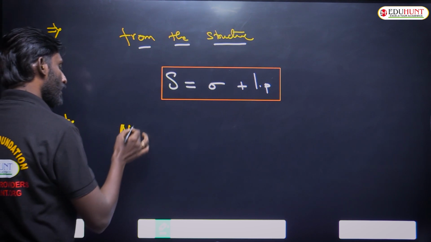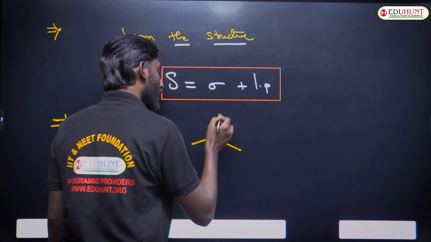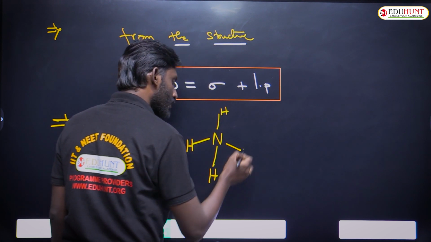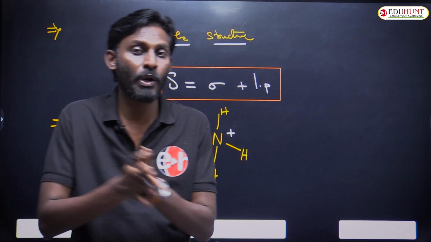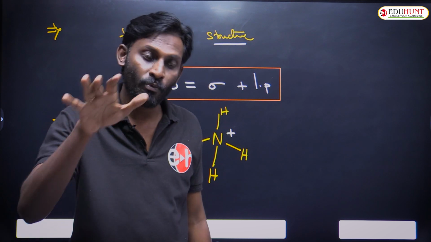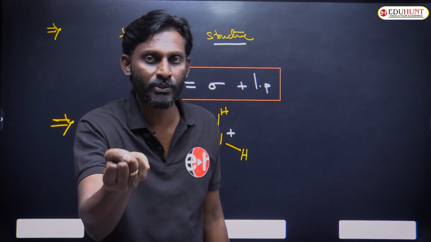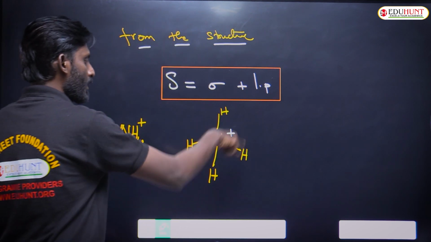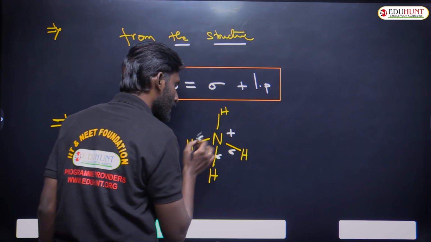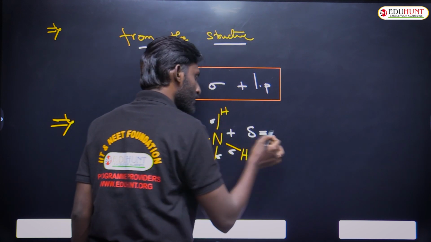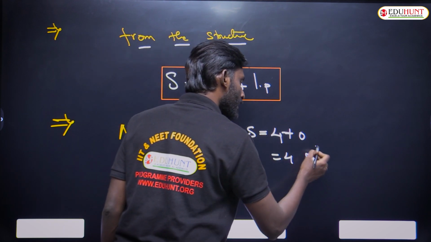Now previously I gave you NH3, NH4 plus. If you know the structure, after completing valence shell electron pair repulsion theory, VSEPR theory, we must be in a position to propose a structure for any molecule or any formula given to you. So if you know the structure, then simply count the sigma bonds. I have told you already, a single bond is always sigma. So S value is equal to, there are 4 sigma and no lone pair, 4 plus 0, 4. The hybridization is sp3.